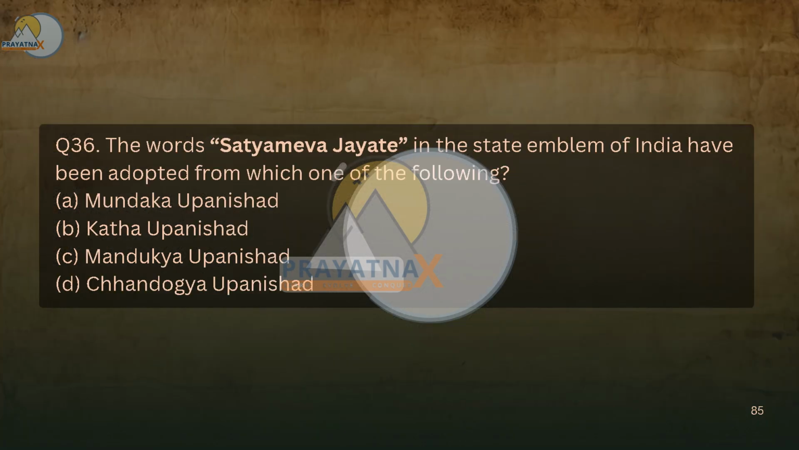Moving on, the words Satyameva Jayate in the state emblem of India have been adopted from which of the following? Mundaka Upanishad, Katha Upanishad, Mundaka Upanishad, and Chandogya Upanishad. Now, Satyameva Jayate is basically a mantra from the ancient scripture. We adopted this after independence as the national motto. So, this is related to Mundaka Upanishad. This has been discussed already many times. Moving on to the next question.